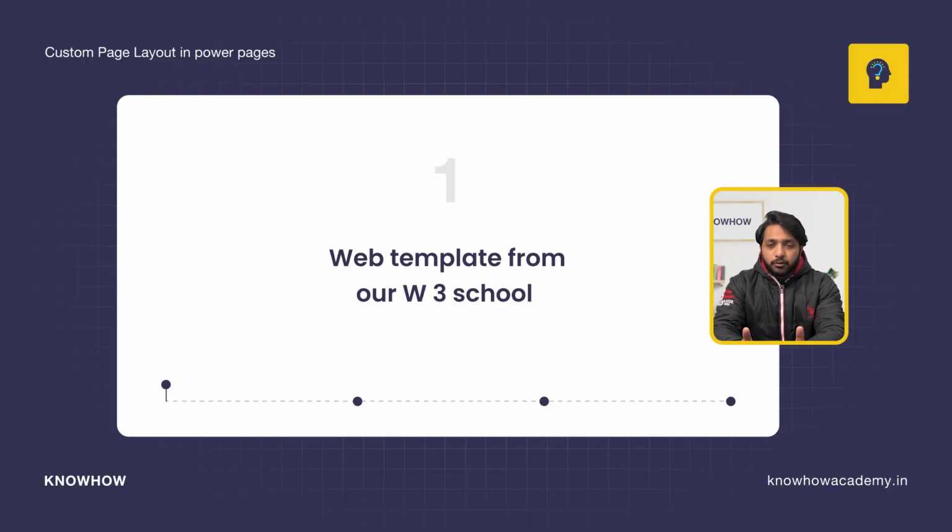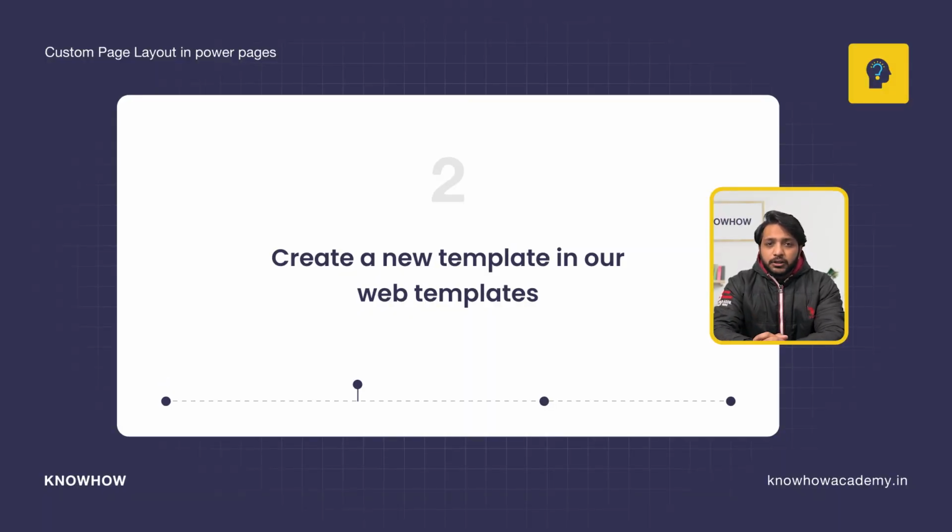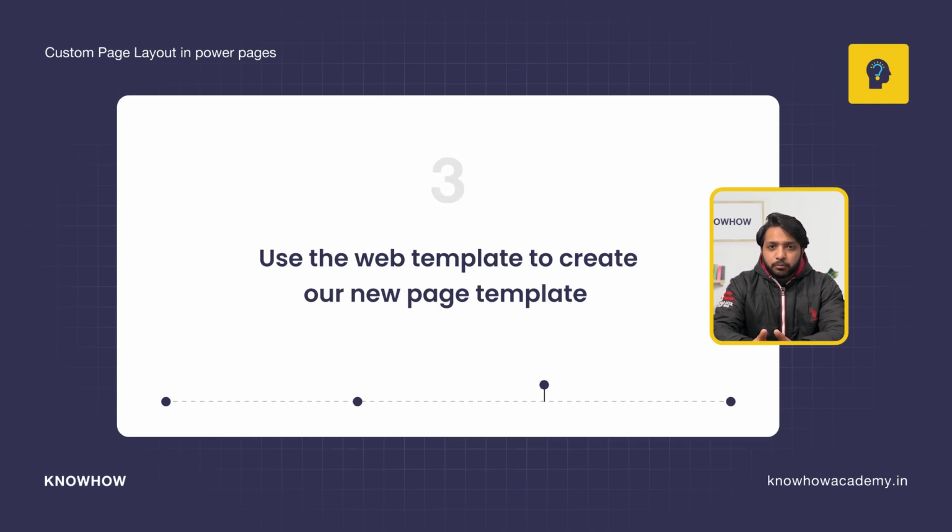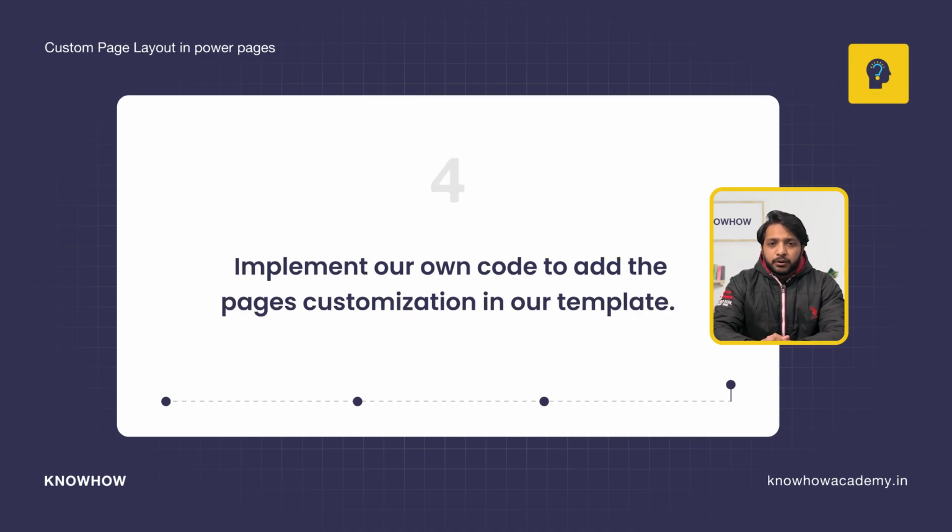Now, let me tell you what we are going to learn in this video. In this video, we will take a web template from W3 Schools, copy the template code, and create a new template in our web templates. After that, we will use the web template to create our new page template. Then we will implement our own code to add the page customization in our template.